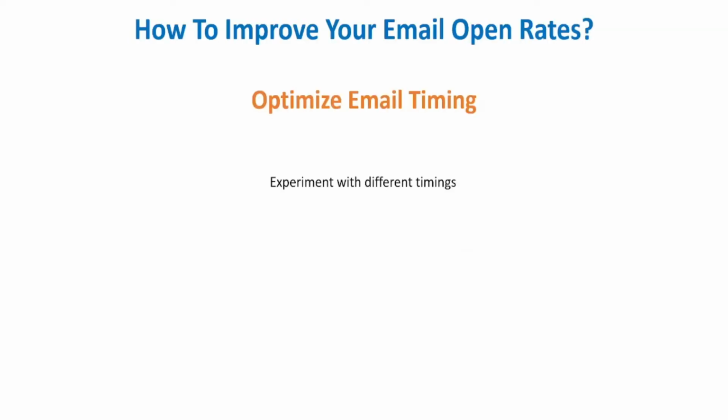Third tip would be optimize email timing. You have to experiment with different timings. Now you can send like 12 p.m. or 2 p.m. or 4 p.m. or 6 p.m. or 8 p.m. or morning 7 a.m. And you always need to test like for a week, right?